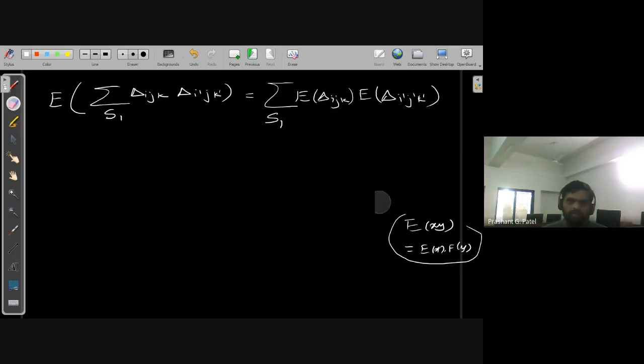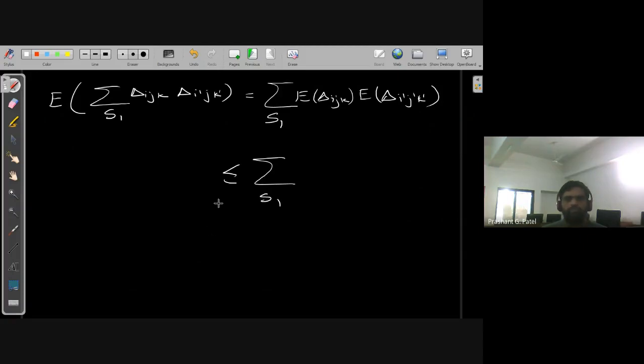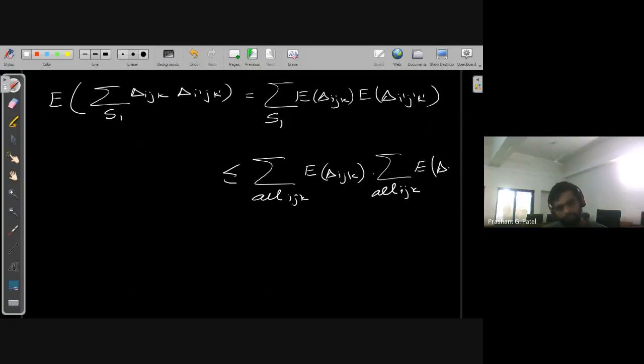And this I can write down, this is less than or equal to summation of S1, not S1, but I can take all ijk, expectation of delta ijk, into summation of all ijk, expectation of delta I dash j dash k dash. Here also it is I dash j dash k dash. So this is the things we got.